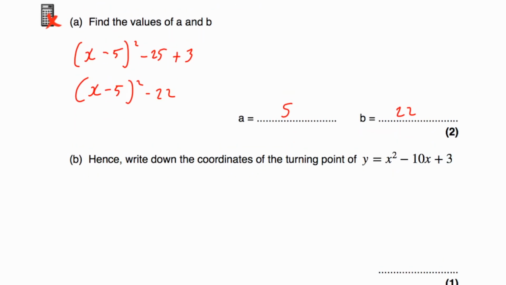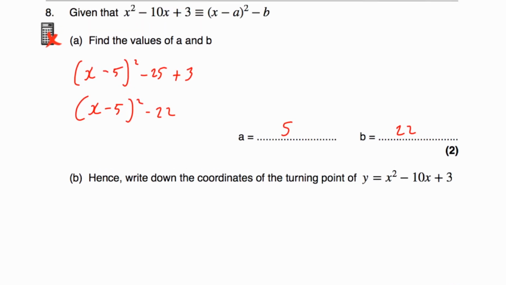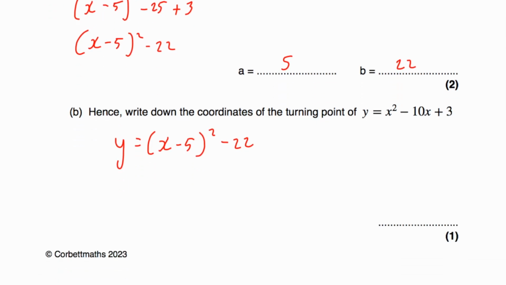Part B says, hence write down the coordinates of the turning point to this. So we've got, instead of our x squared minus 10x plus 3, we've got y equals x squared minus 10x plus 3. So we now know that that's y equals, and then open up brackets, (x minus 5) squared, minus 22, what we found in part A. And we can use that knowledge to find the coordinates of the turning point.